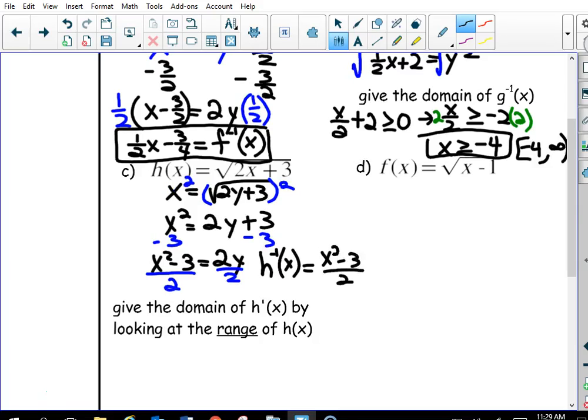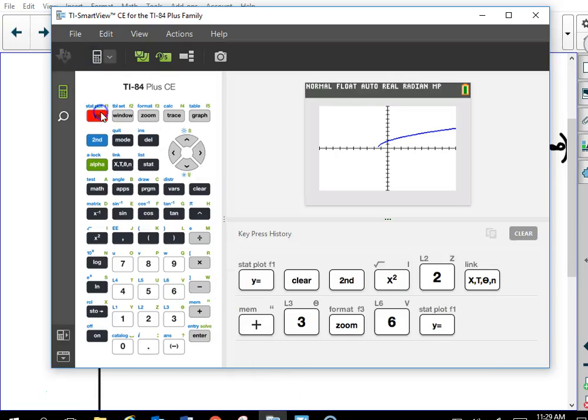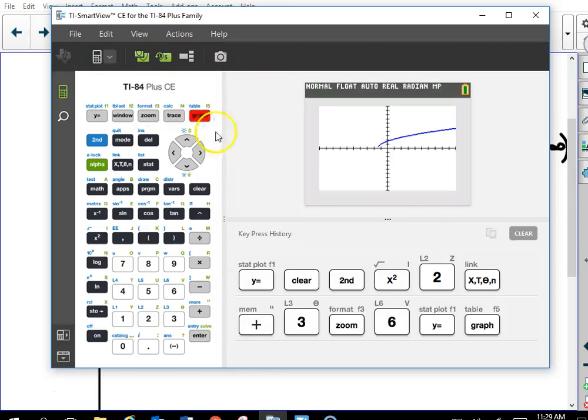You could write it as x squared divided by 2 minus 3 halves. X, y, z will take either. It says give the domain of h inverse of x by looking at the range of x. So what I did was I wanted to do this kind of quickly, and I plugged the original function 2x plus 3 into the graphing calculator.